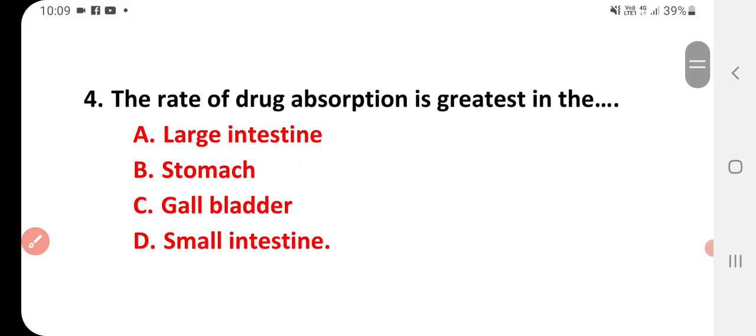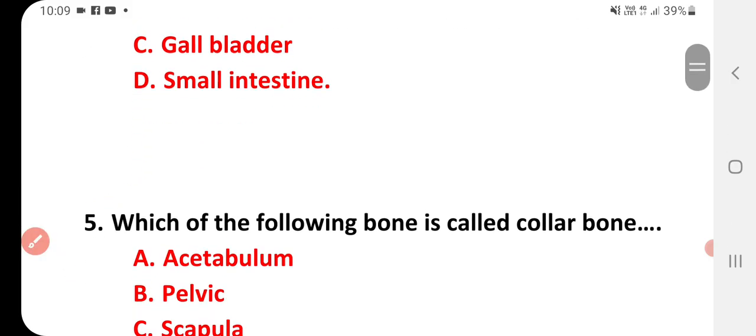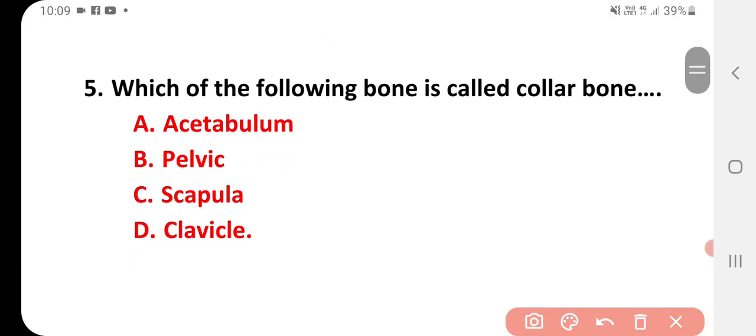Next, fourth, the rate of drug absorption is greatest in the large intestine, stomach, gallbladder, small intestine. So the rate of drug absorption is greatest in the small intestine. Option D. Next, fifth, which of the following bones is called the collarbone? Acetabulum, pelvic, scapula, clavicle. So clavicle is also the collarbone. Option D.